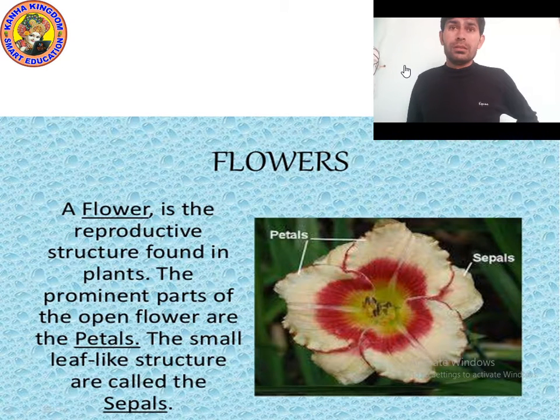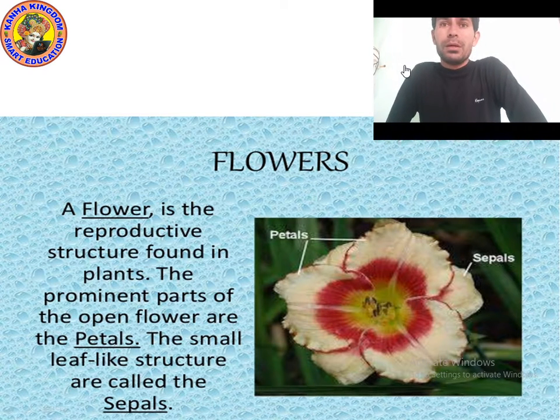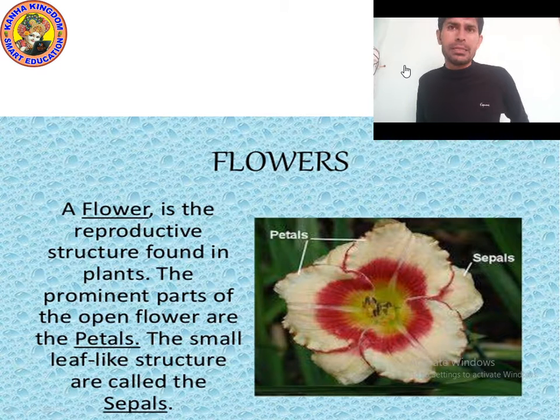So there are mainly two parts of a flower: petal and sepal. But there are many other parts we will study. First of all, we will see what is the meaning of petal, what is the meaning of sepal. So the prominent parts of the open flower are known as petals.